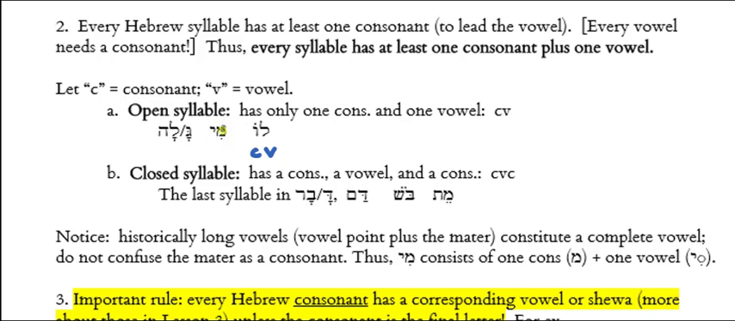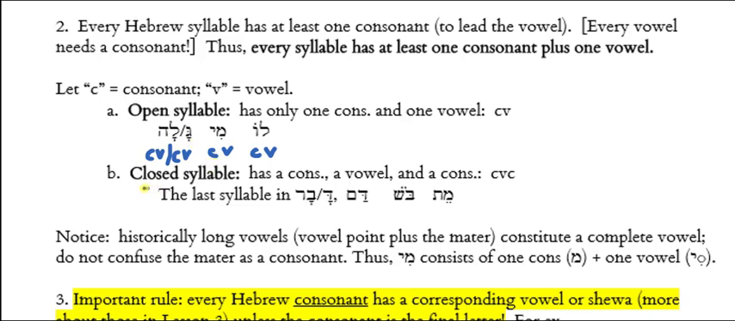Me is the consonant mem followed by the vowel hirik yod. Not just the vowel hirik, but hirik yod together constitutes one vowel. So this also is consonant vowel. That makes it open. And here I have a two-syllable word, gimel kametz, which is a consonant vowel, followed by lamed and kametz hey, which together form another vowel, a historically long vowel. So this is consonant vowel followed by consonant vowel. Both of these syllables then are open syllables.